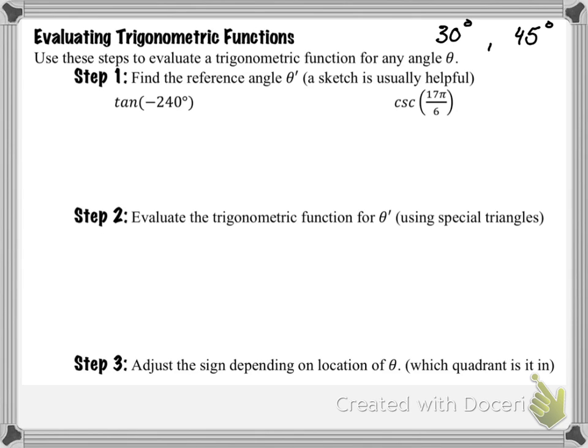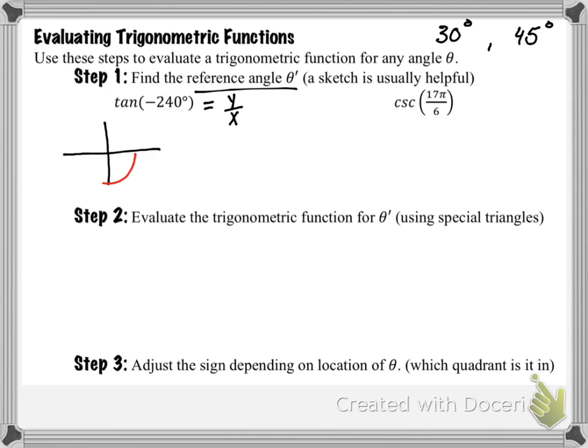So first we would need to find the reference angle. So a sketch may be helpful. Here I'm trying to find the tangent of negative 240 degrees. I know tangent is going to be equal to y over x. So really what I'm trying to find is the y and x coordinate for negative 240 degrees. So I'm going to draw a sketch and figure out where negative 240 is.